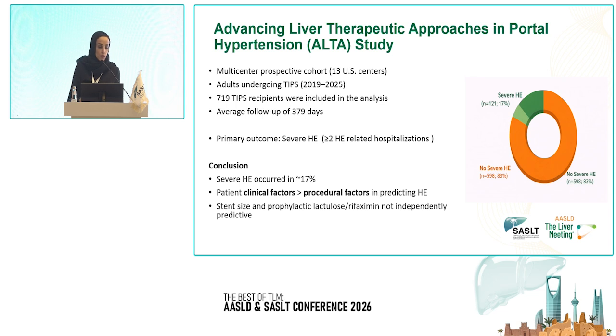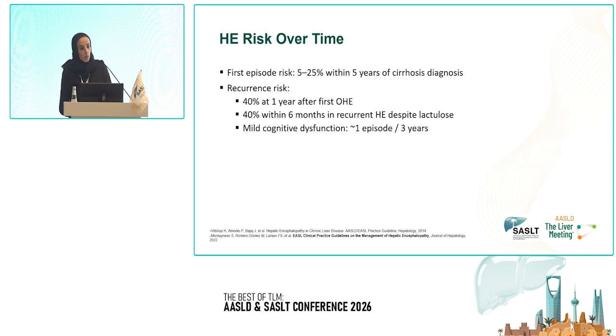The conclusion was that severe HE occurred in up to 17% of patients post-TIPS. The patient clinical factors predicted the severity more than procedure factors, so stent size and prophylaxis with lactulose or rifaximin were not considered predictive factors for the severity. HE risk can increase over time, and the first episode usually develops within 5 years of liver cirrhosis diagnosis, and the rate of recurrence increases in the first year and reaches up to 40%.